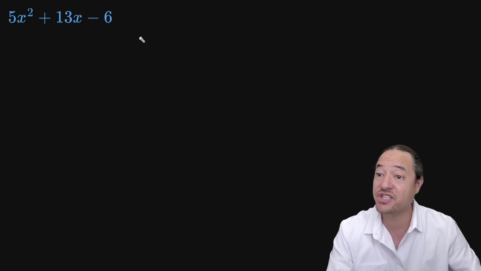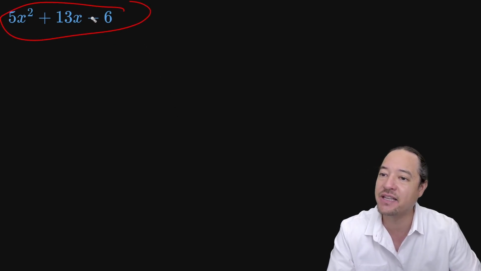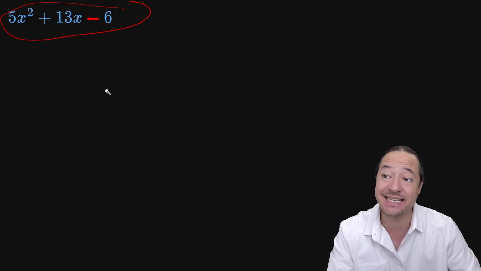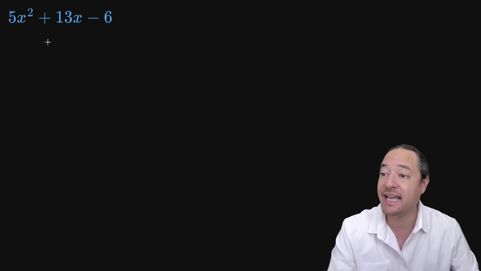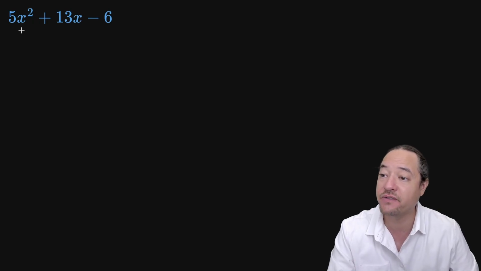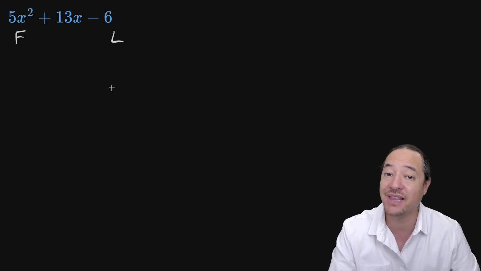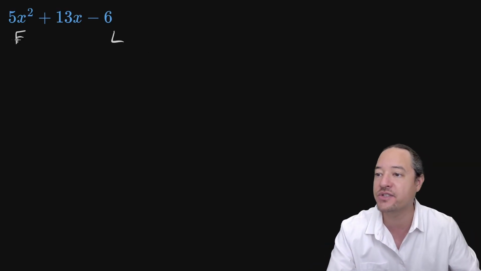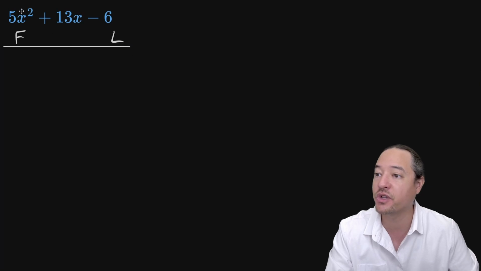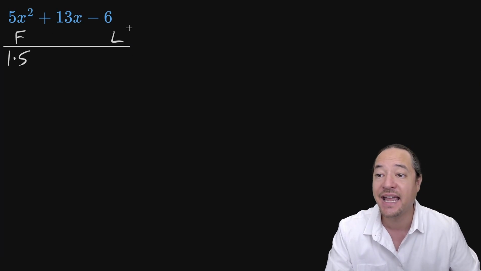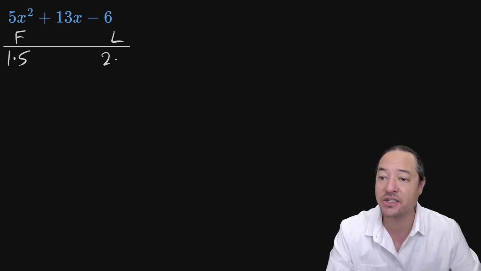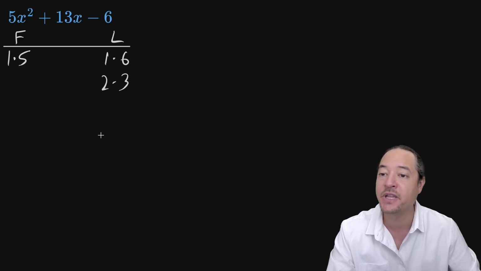Now with this expression here, notice that there's going to be a negative value here for c. That will affect how we deal with these kinds of problems. Okay, so again, we're going to try and find the factors we're going to use for the first term and the factors we're going to use for the last term of our two binomial factors. So let's look at this first. We're looking at the 5. Well, 5 is a prime number, so it's going to be 1 times 5, right? And for 6, we're going to get 1 times 6, and also 2 times 3.